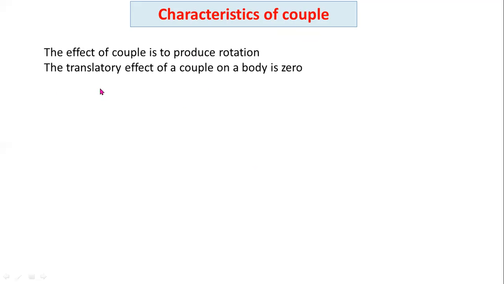These are the important characteristics of a couple. The effect of a couple is to produce rotation, clockwise rotation or anti-clockwise rotation. The translatory effect of a couple on a body is 0. That means the translation, I will explain in the problem.